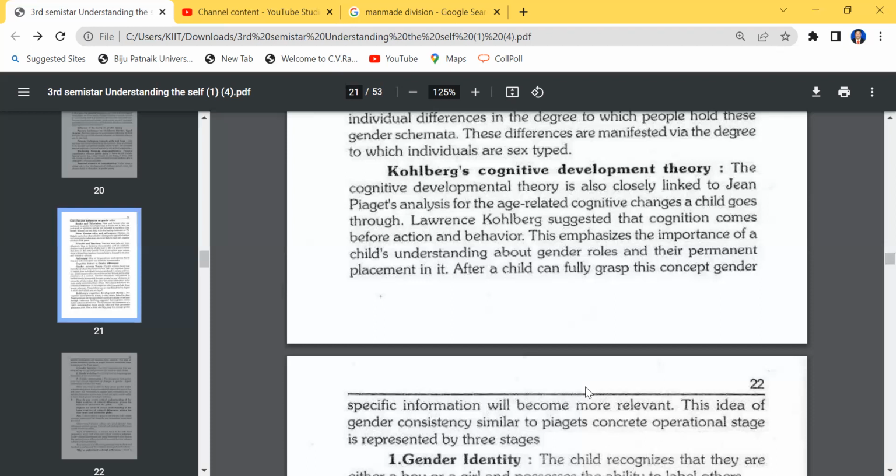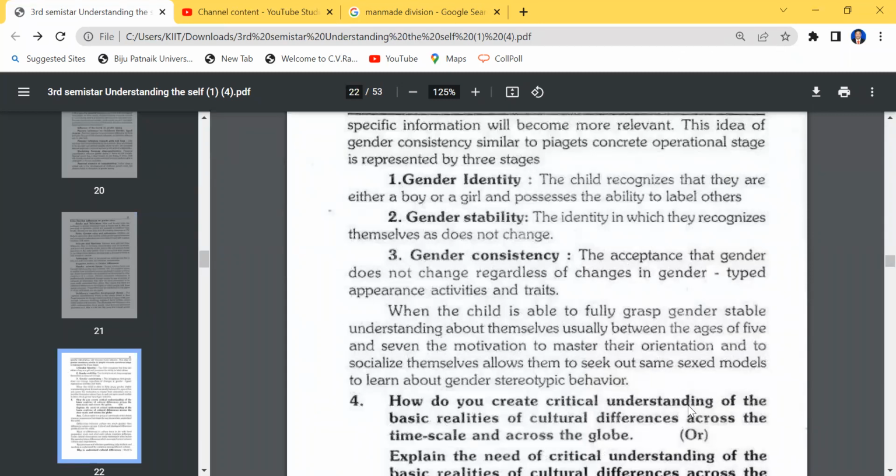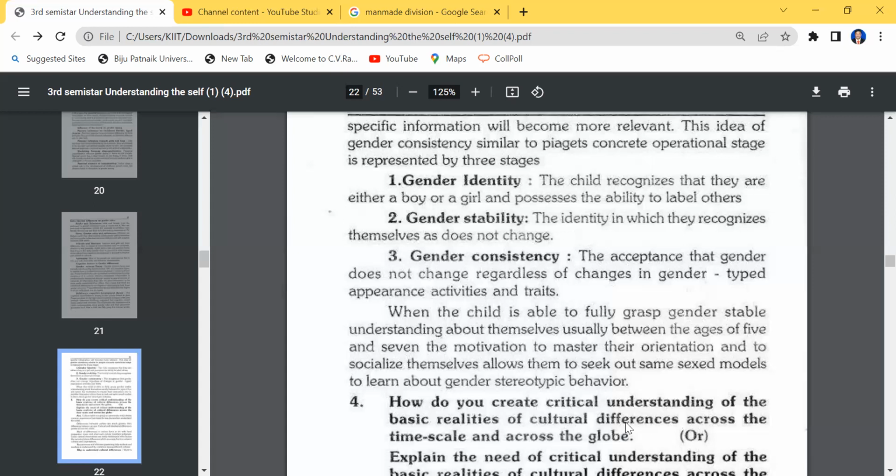This idea of gender consistency begins with the concrete gender step. Gender stability: the child recognizes that they are either a boy or a girl and can label others. The identity in which they recognize themselves does not change. Gender consistency: the acceptance that gender does not change regardless of changes in appearance. When a child is able to fully grasp gender and has a stable understanding about themselves, usually between the ages of 5 and 7, the motivation to master their orientation and socialize themselves allows them to see same-sex models to learn about gender types.